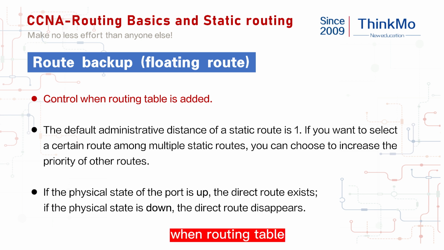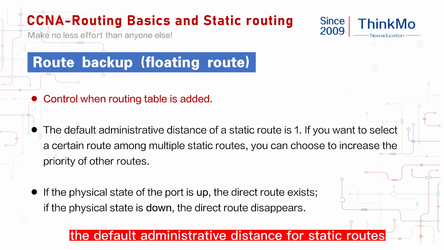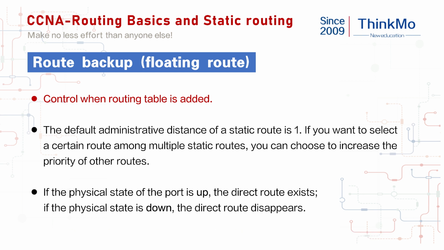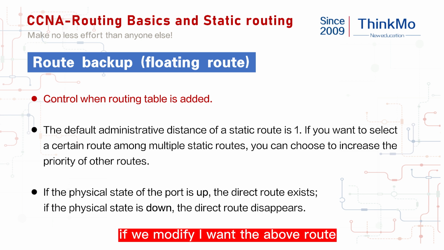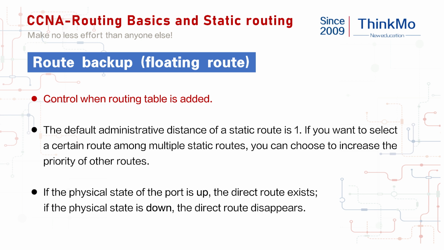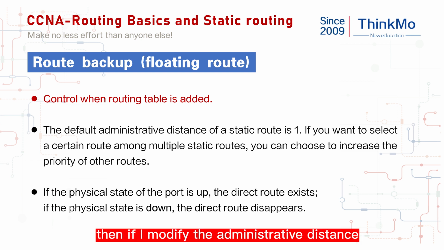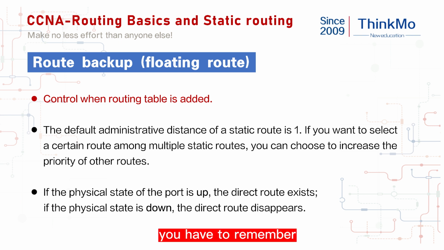When routes are added to the routing table, we can control it. For example, the default administrative distance for static routes is 1. If we modify it, I want the above route to appear in the routing table and the following route not to appear. Then if I modify the administrative distance, how much should I change it to? You have to remember: smaller is better.